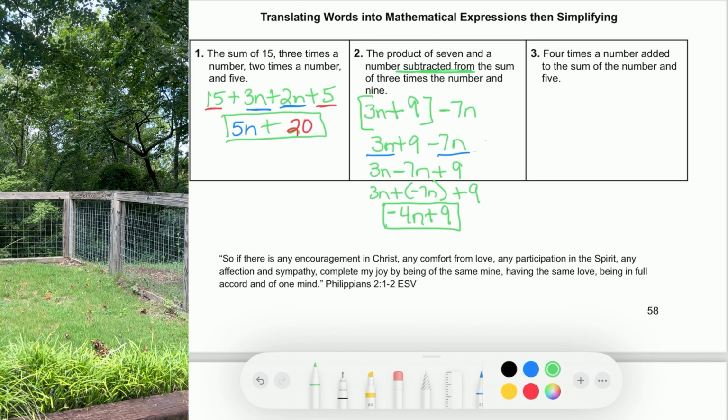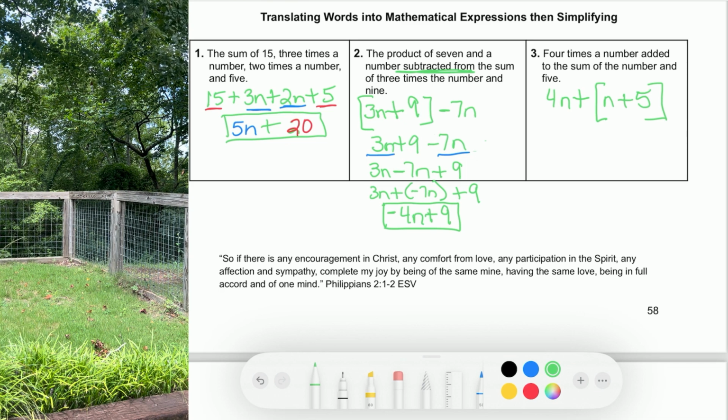All right, number 3, 4 times a number added to the sum of the number and 5. All right, so we've got our 4 times a number added to the sum of, so that means I'm going to be adding something over here, the sum of the number and 5. So the sum of the number and 5. Again, there's nothing that's going to change within that parentheses, and there's nothing outside the parentheses like a negative or a subtraction sign. So I can just bring it straight down.